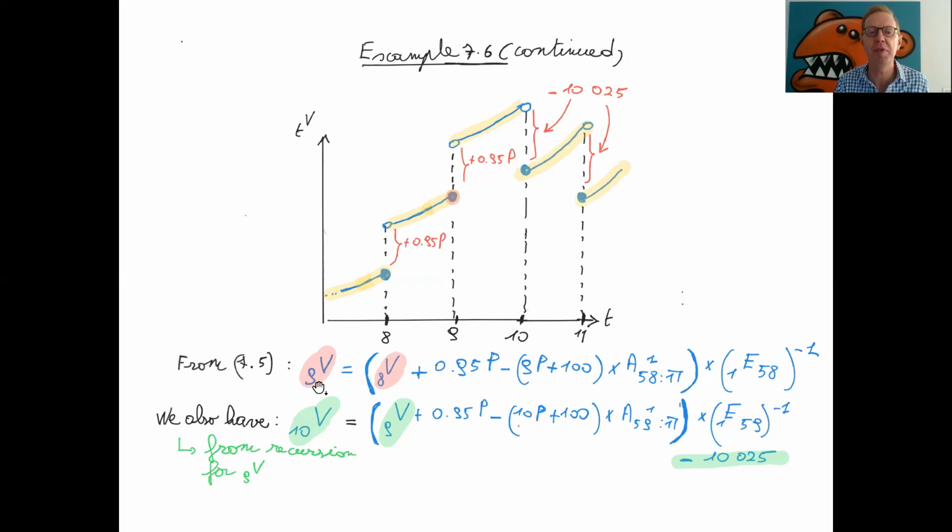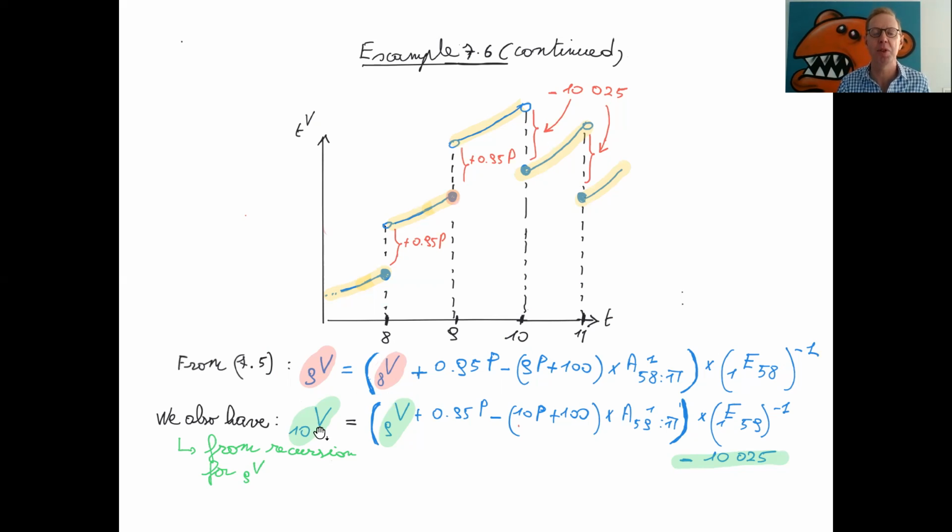From 7.5, we can derive the following relation between V9 and V8. V9 is equal to V8, which is then increased because of the premium payment, which is then decreased because there is a death benefit payment, and this whole expression between brackets is accumulated by the actuarial accumulation factor, which goes faster than pure accumulation by interest.